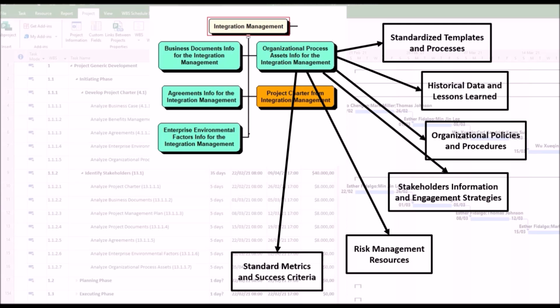6. Standard metrics and success criteria. Organizational process assets often define standard metrics and success criteria used to evaluate project performance. These metrics are incorporated into the project charter to establish clear objectives and measurable outcomes, providing a basis for evaluating project success.